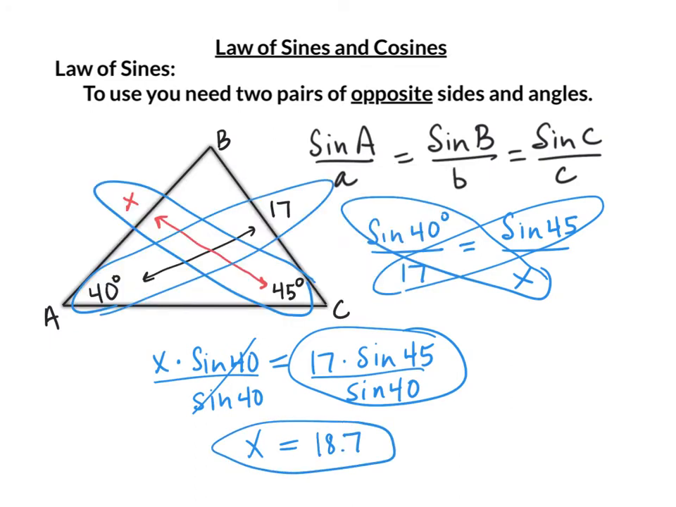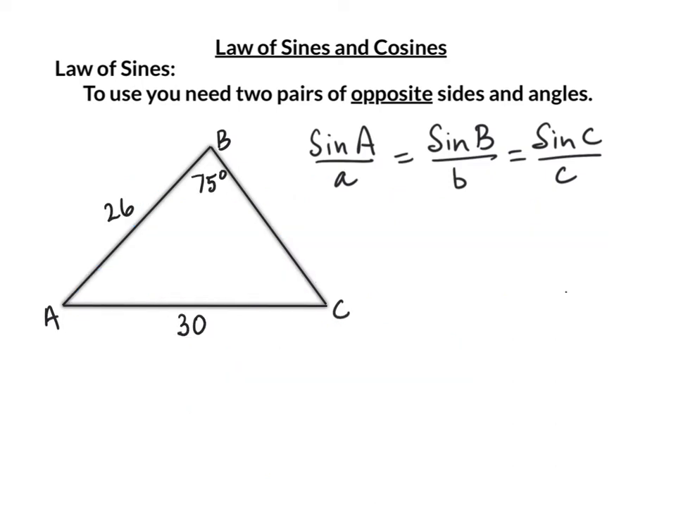When you finish a question, make sure your answer seems reasonable. Being that 40 is opposite of 17 and 45 is a bigger angle, it is logical that the side opposite the bigger angle would be bigger. Not a lot bigger, but somewhat. So this seems like a reasonable answer. If you get something like 200, you should be suspicious.